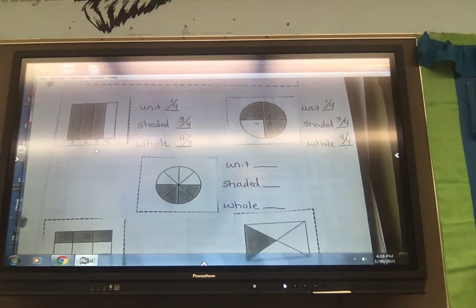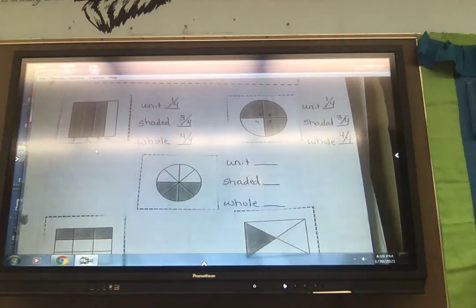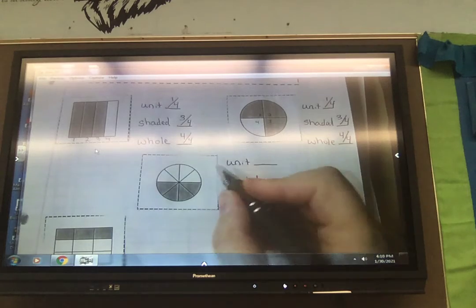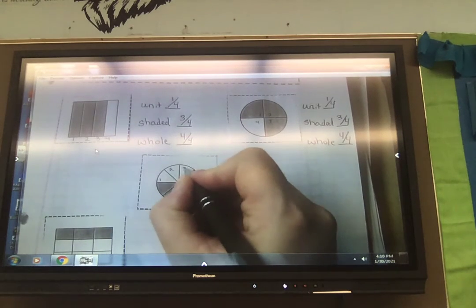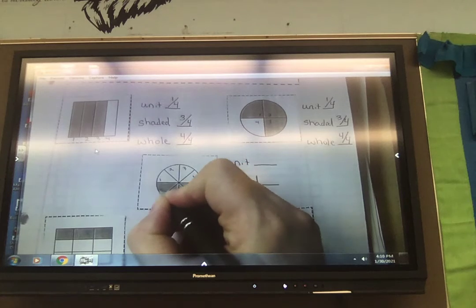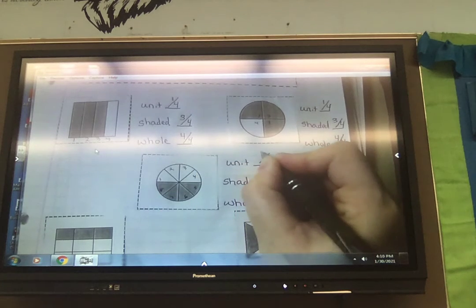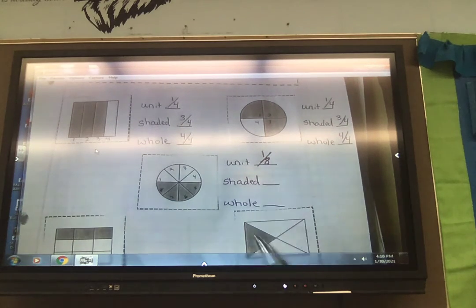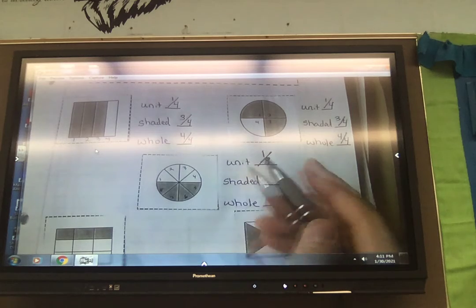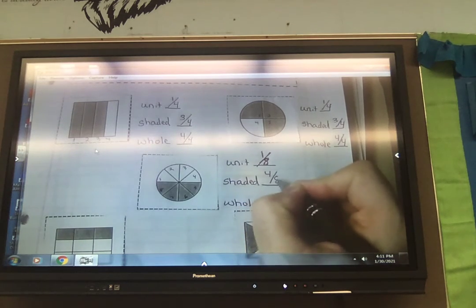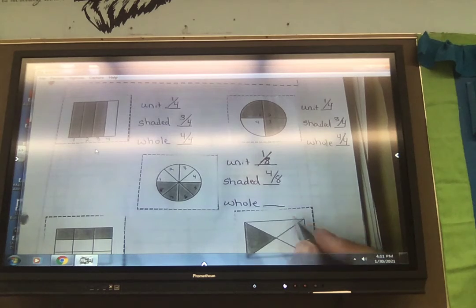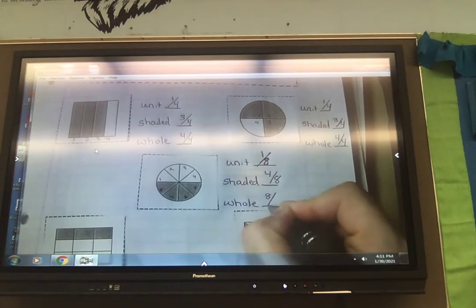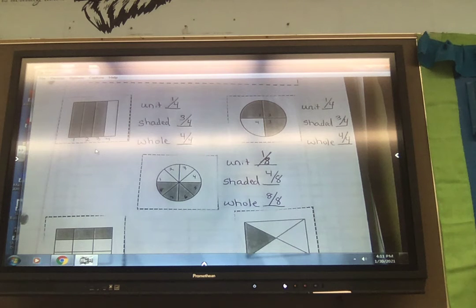All right, last one I'm going to do with you, and then I want you to finish the rest of them on your own. So I will have 3 of the 9 pieces completed. You do the other 6. My unit fraction, 1, 2, 3, 4, 5, 6, 7, 8. So 1/8 is my unit fraction since there are 8 total pieces. My shaded fraction, 1, 2, 3, 4/8, because 4 out of the 8 pieces are shaded. And my whole fraction would be 8/8 because there are 8 total pieces.